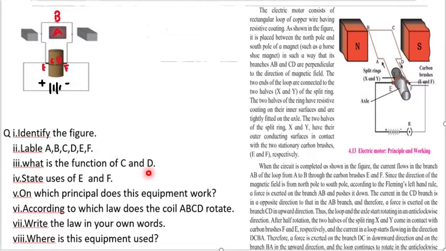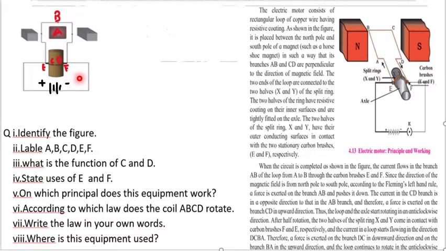What is the function of C and D? C and D are the split ring and the split ring reverses the direction of the current in the coil. If in the first rotation the direction of the current is from A, B, C, D, then after the half rotation the direction of the current is from D, C, B, A. Now state the uses of E and F.